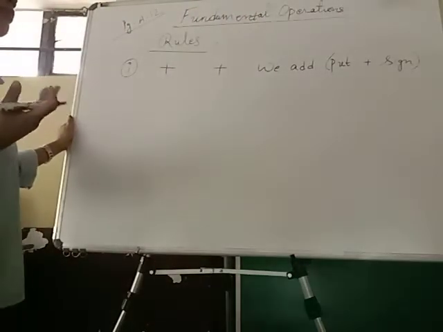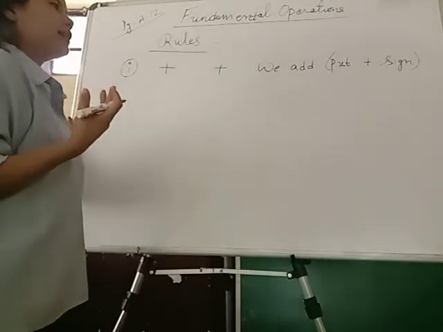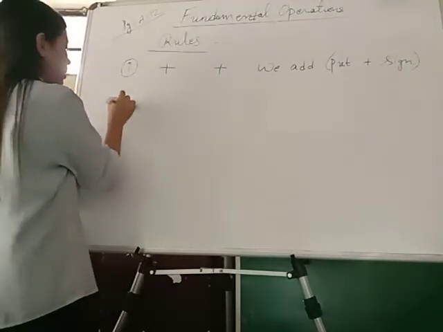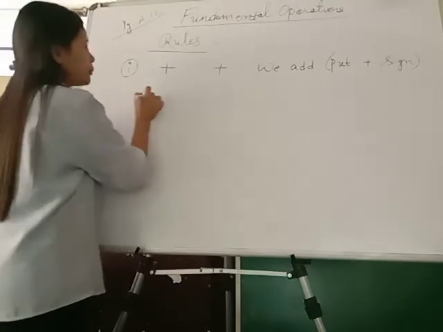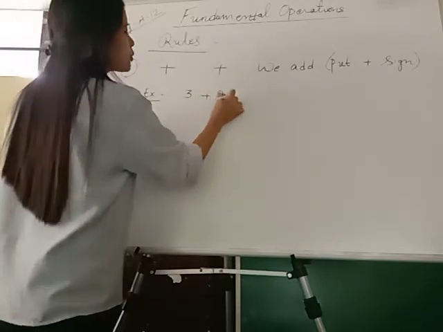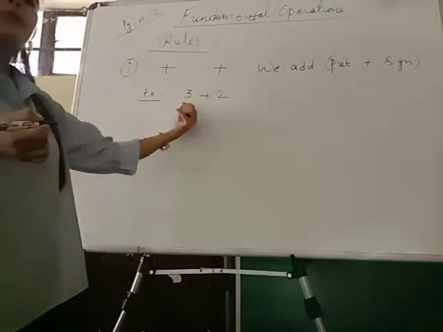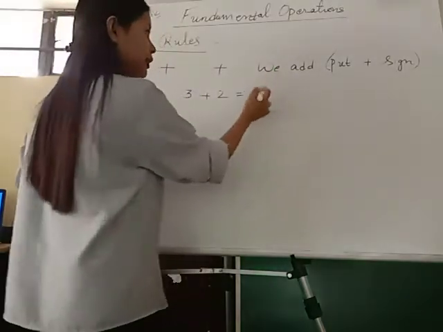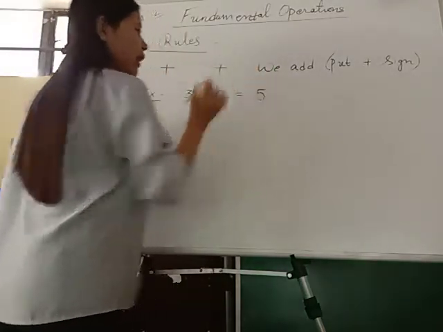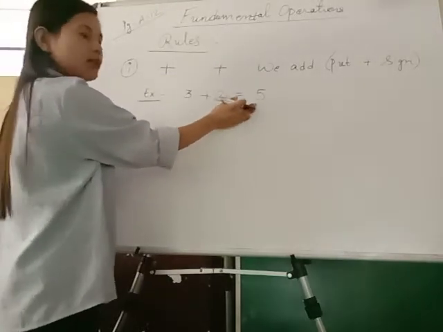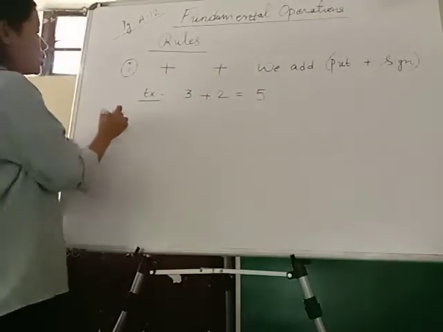This is where children tend to confuse. This is where children tend to make a mistake. That's why I'm recalling this. I'll give one example to support this rule. If we have 3 plus 2, this is a positive number, this is again a positive number. So the operation we carry out is addition. So 3 plus 2 is 5 and we put a positive sign. This is understood that it is positive. We need not write plus.